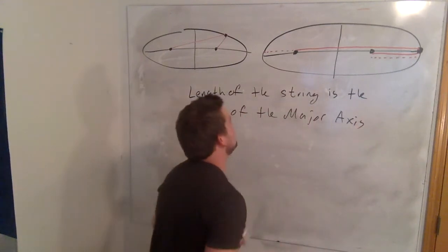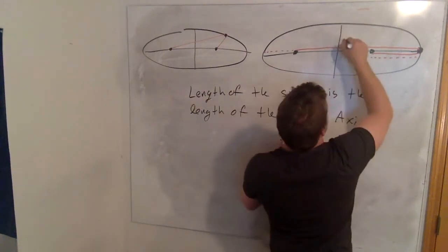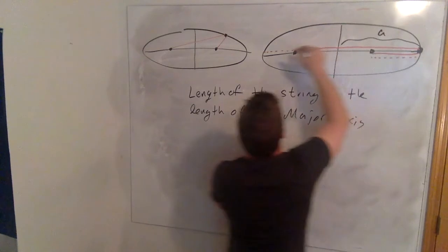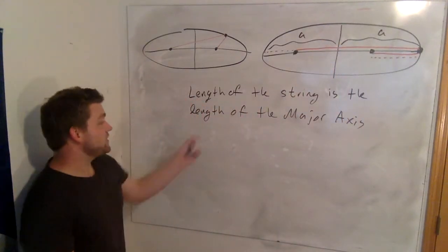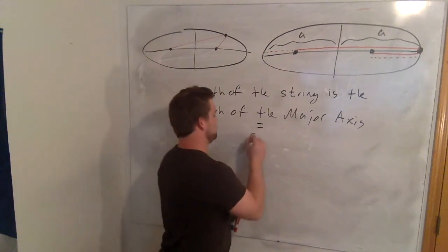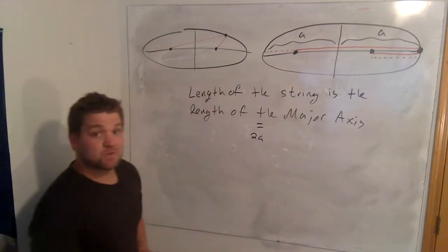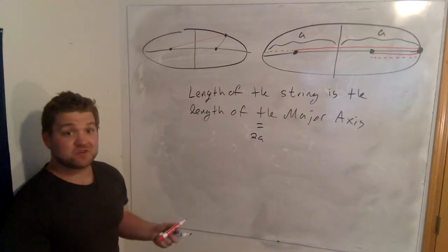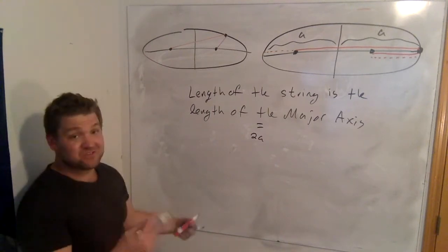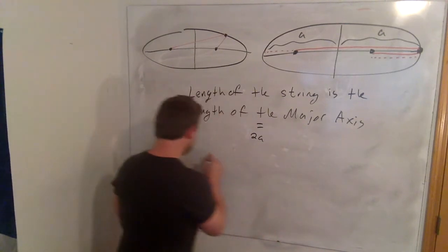It's the length of the major axis. From here to here, we define to be A. So the length of the string is the length of the major axis, which is equal to 2A. What helped us get a relationship between our A's, B's, and C's was that the length of the string was 2A, and also we put our pencil at another convenient location.